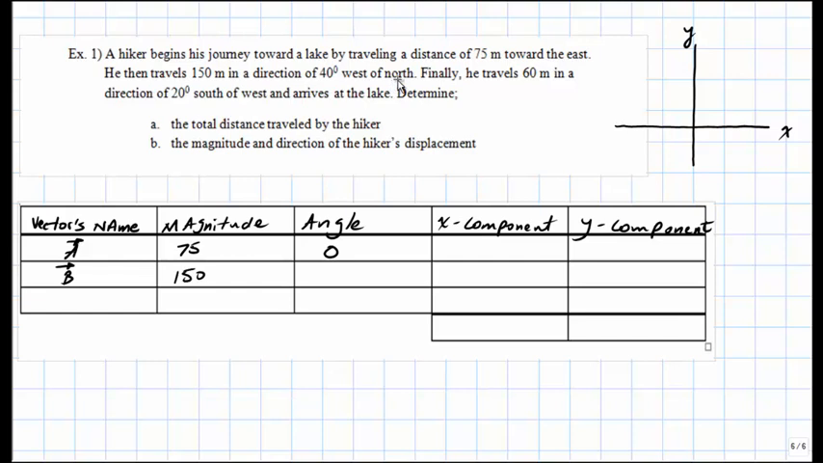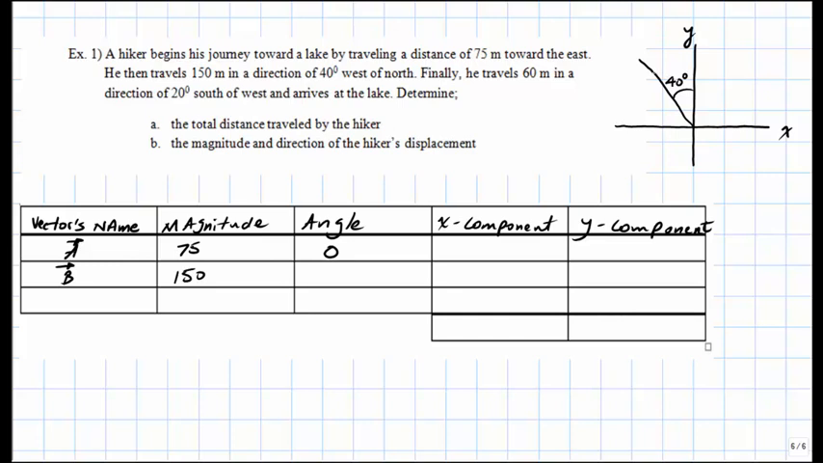If we're traveling in a direction of 40 degrees west of north, that means we need to refer to the northern axis, which is the positive y-axis, and then rotate 40 degrees towards the west. So if you can imagine that, we start here and then rotate 40 degrees towards the west. That is the angle that we're interested in for the second leg of the journey. So this is where the 40 degrees would be located.